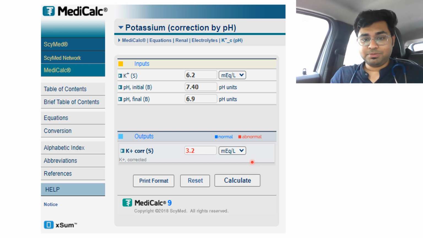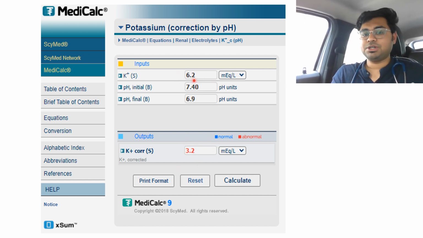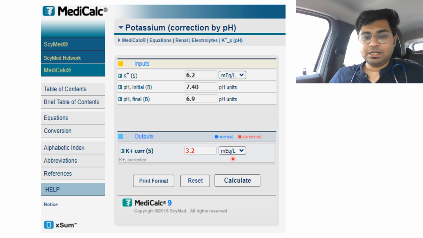3.2. So basically what you have is 6.2, which is a hyperkalemic state, but actually your patient is hypokalemic. So don't treat this patient with insulin. Otherwise, you will make the hypokalemia even worse.